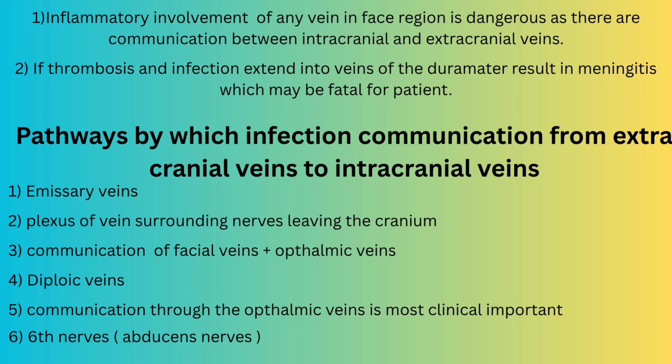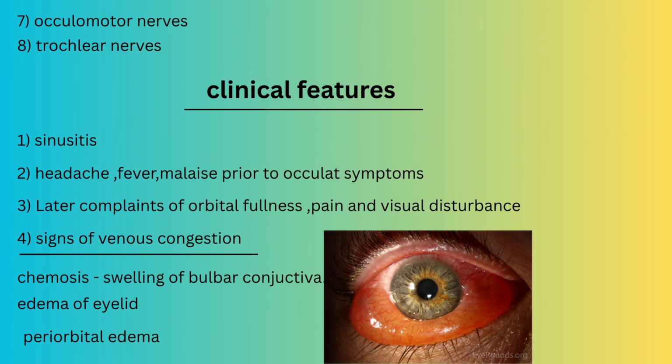So the pathways by which this infection communicates from extracranial veins to intracranial veins are like emissary veins, plexus of veins surrounding the nerves leaving the cranium. The third one is communication of facial veins plus ophthalmic veins, and the fourth one is diploic veins, and the fifth one is communication through the ophthalmic vein, that is most clinically important, and the sixth one is the abducens nerve, and the seventh one is the oculomotor nerve, and the eighth one is the trochlear nerve.